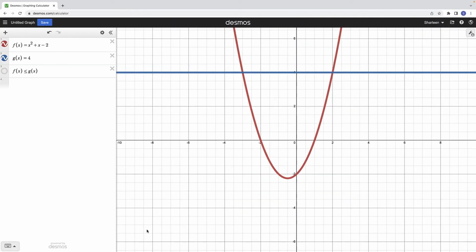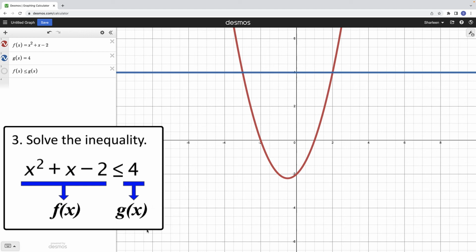Once again, we've entered f of x and g of x into the left hand side, and I've temporarily turned off the shading part for this inequality. Let's locate the region that satisfies the inequality first, and then we'll use Desmos to confirm our answer. In this case, we're looking for where x squared plus x minus 2 is less than or equal to 4. This is essentially like finding where f of x is less than or equal to g of x.